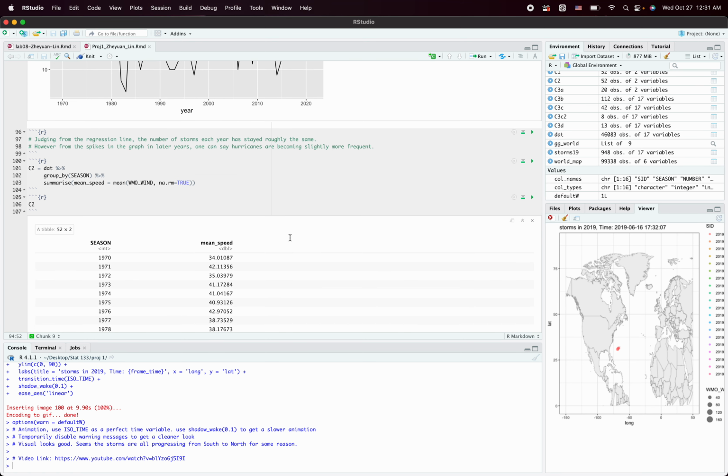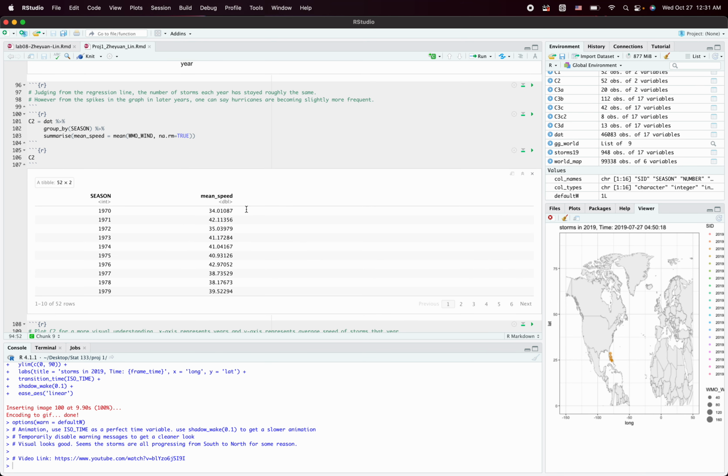And then in my project part 2, I want to see if the speed of storms increases by the year. This part is a bit easy. I just group by the season, and then summarize using the mean function to get the mean speed of the storms. I think this is a reasonable approach.